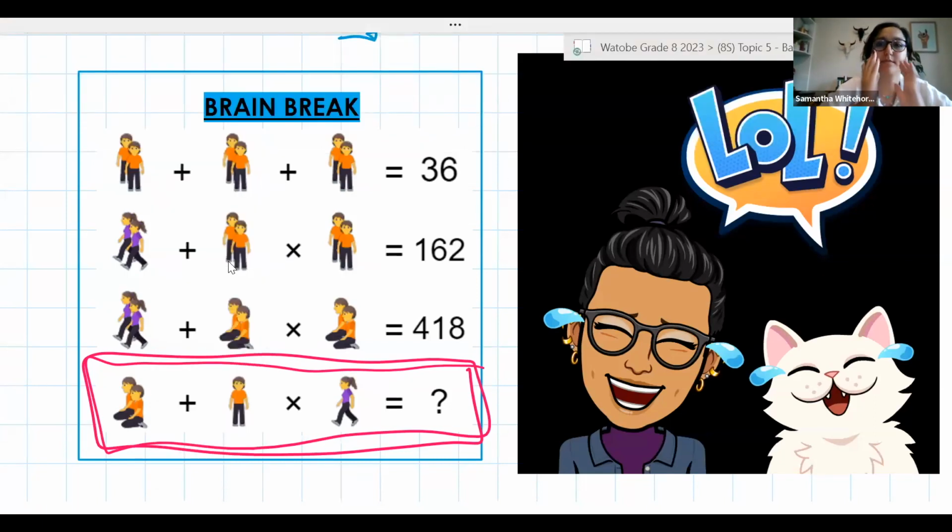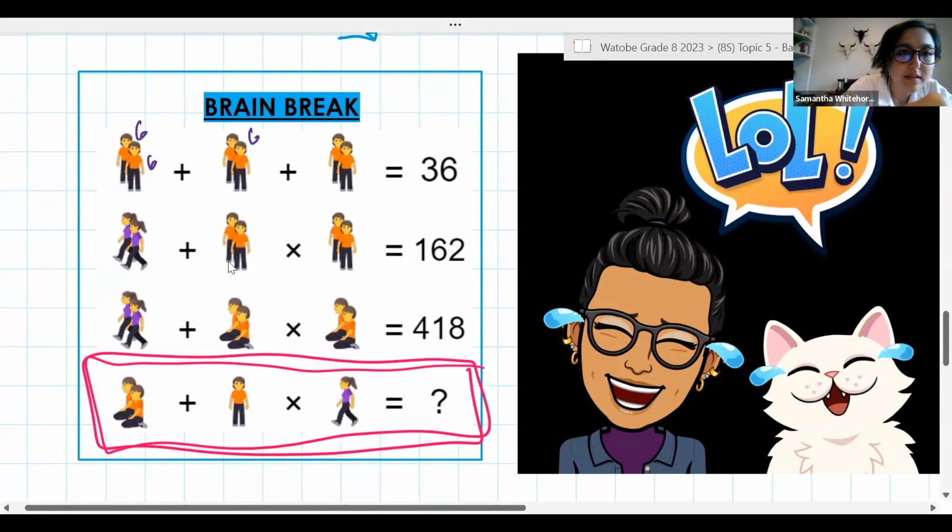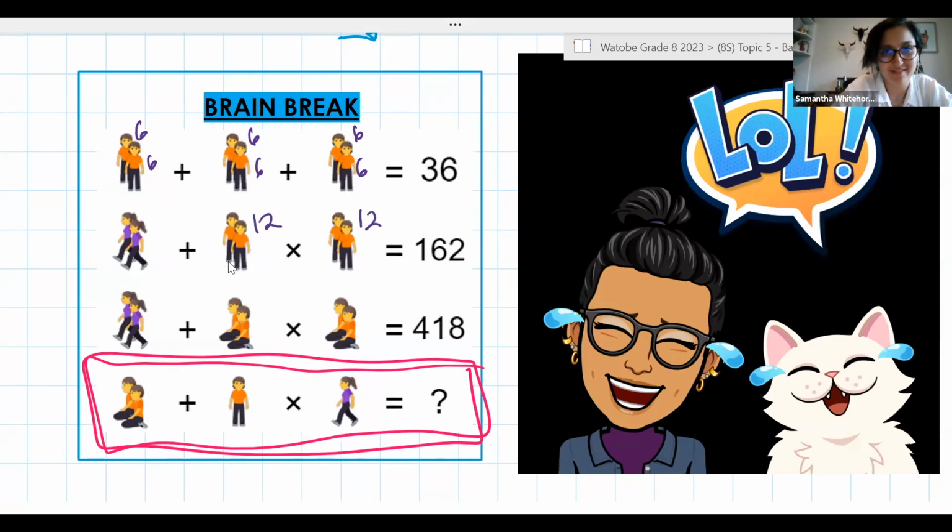So in the first equation, there are 6 standing men, and 36 divided by 6 is 6. So 1 man is equivalent to 6. So in the second equation, there's 4 men. So we know that 2 men are 12. So 12 times 12 is 144. And then 162 minus 144 is 18. So the total for the girls are 18, and 18 divided by 2 is 9. So each girl is 9.